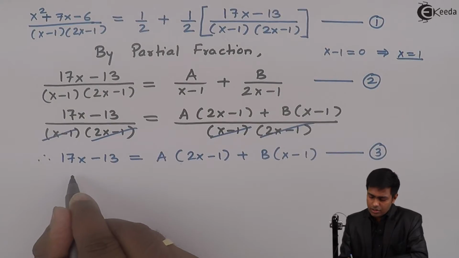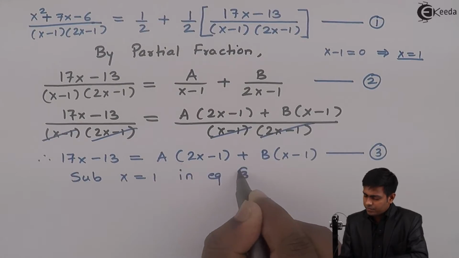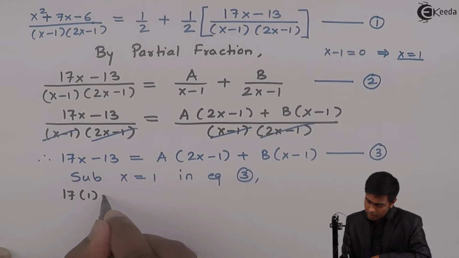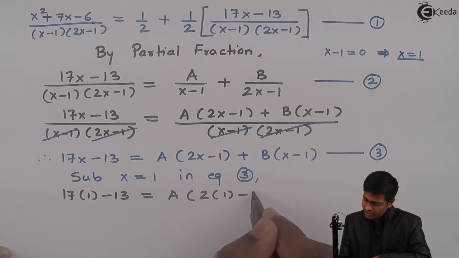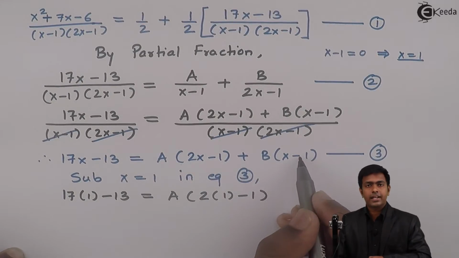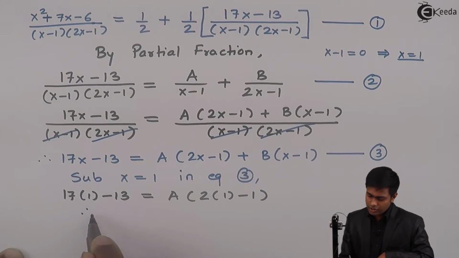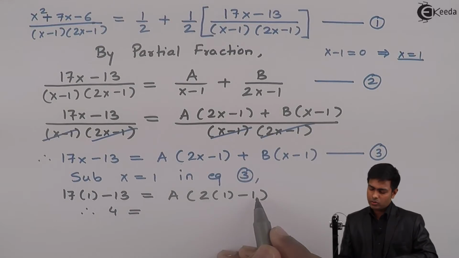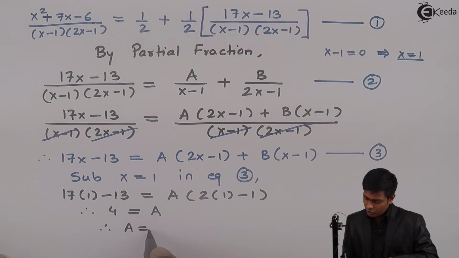So here I will say substituting x equal to 1 in equation number 3, we will get 17 into 1 minus 13 equal to a into 2 into 1 minus 1, because value of x is 1, and here we will get 1 minus 1 is 0, that is second term is 0. So here we will get 17 into 1 is 17 minus 13, so this will give us 4 equal to 2 into 1 is 2 minus 1 is 1, so 1 into a is a. So therefore the value of a we got as 4.